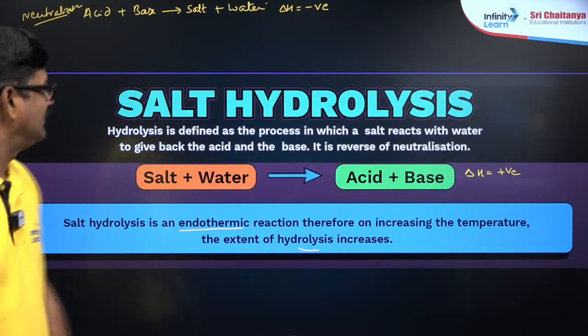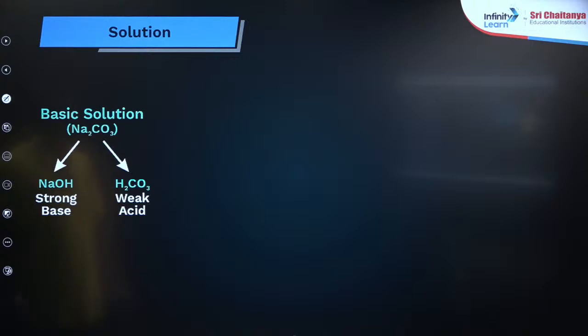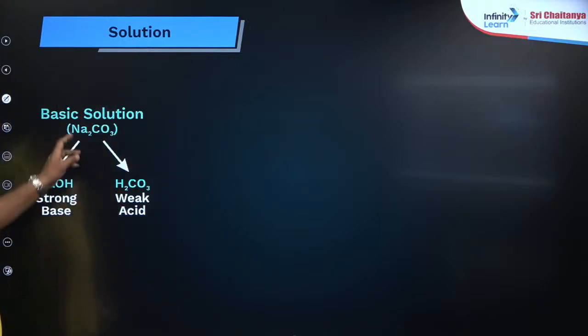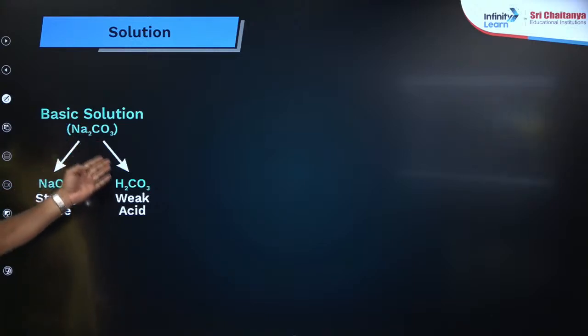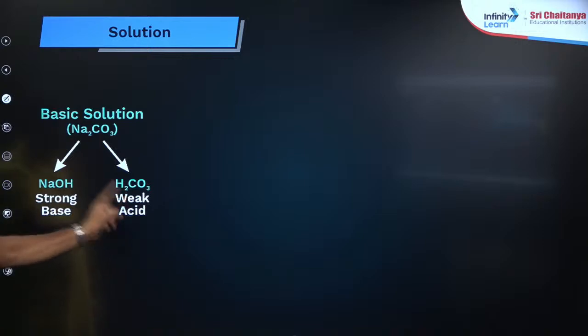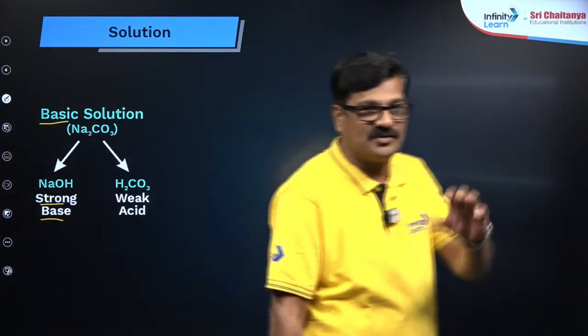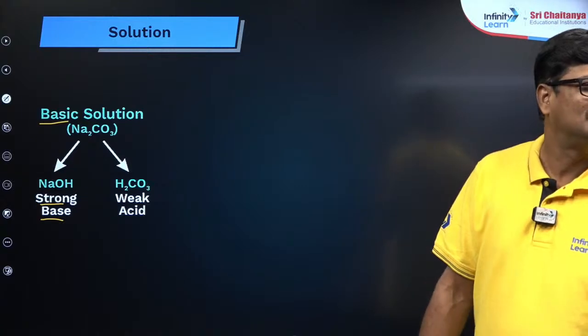Fine. Now let's see if the solution is taken. If the solution is basic, let's say sodium carbonate, it gives rise to NaOH and H2CO3, but it is a weak acid, it is a strong base. So the strong one always dominates, my dear students, in the equilibrium. So the solution is going to be basic. Simple trick to memorize this.